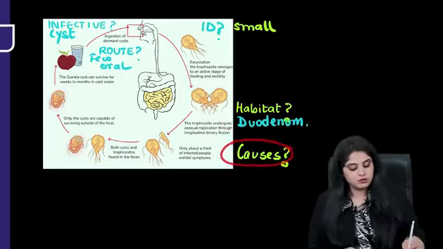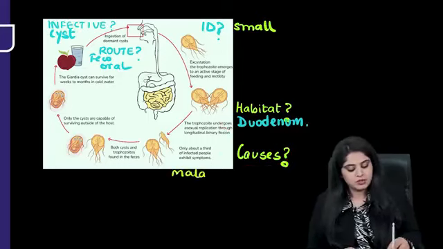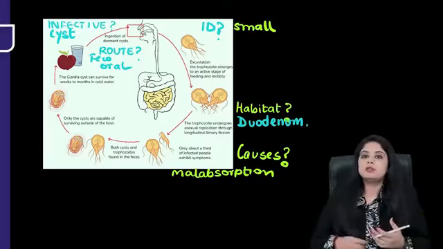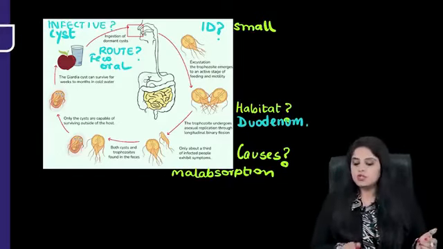And what all does it cause? It's very famous for causing malabsorption. The feature that it causes is malabsorption, be it fat malabsorption, iron malabsorption, B12, folic acid, different malabsorptive symptoms are going to be seen when it comes to Giardia lamblia.